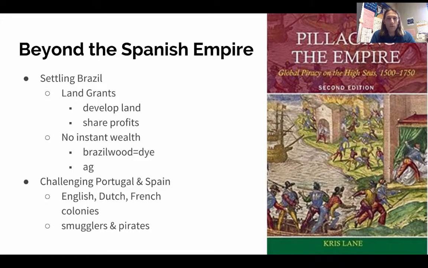Now, the other thing would be the use of smugglers and pirates to circumvent the Spanish and the Portuguese and to tap into that wealth. And so you get this global piracy that takes place on the high seas in this period, especially the English. The English are pretty good at being pirates and stealing some of the Spanish silver and gold and using it to help build up what's going to become the British Navy.